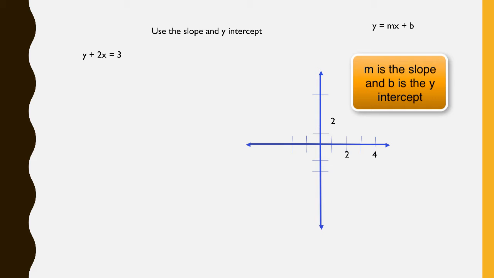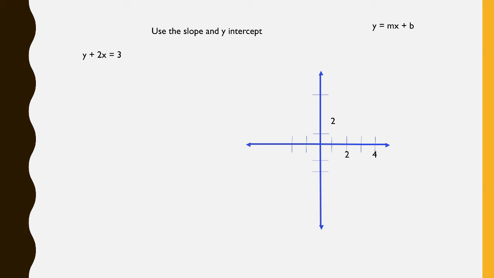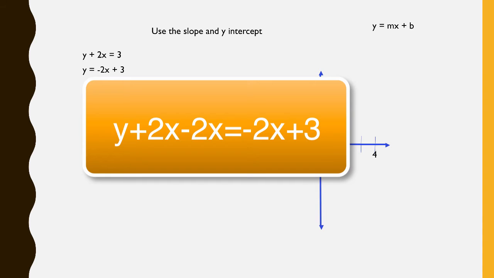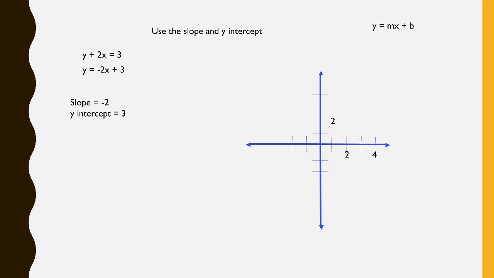So we take the equation, the same one that we've been using, and for this method we want to solve for y. So you have to do a little algebra work. We take our equation, and if we subtract 2x from both sides, we get y is equal to negative 2x plus 3. So now we have it in the form of y is equal to mx plus b. In this case, our m, the slope, is negative 2, and the y-intercept, or b, is 3.